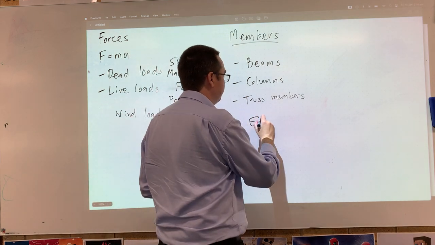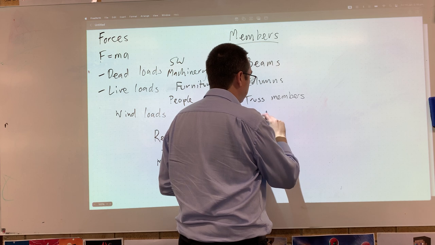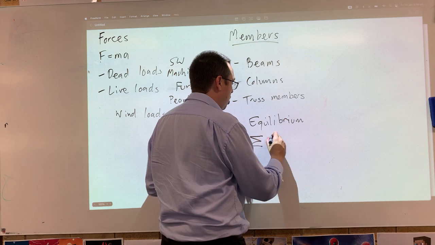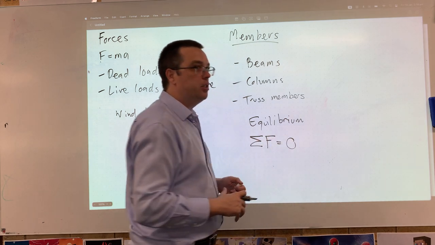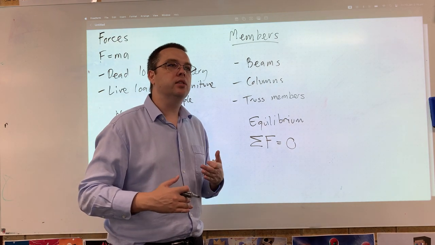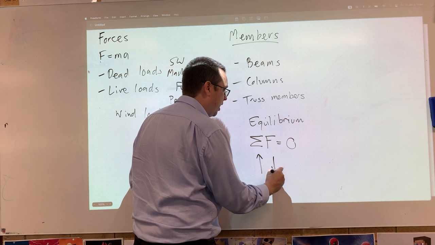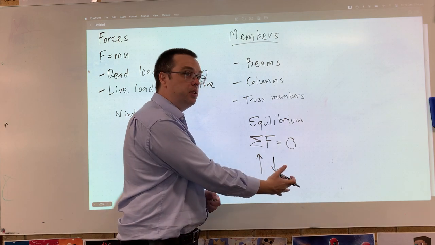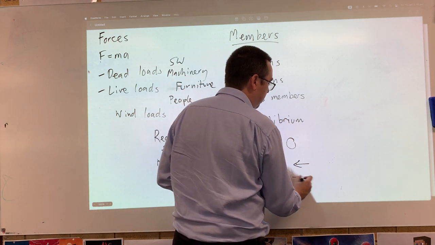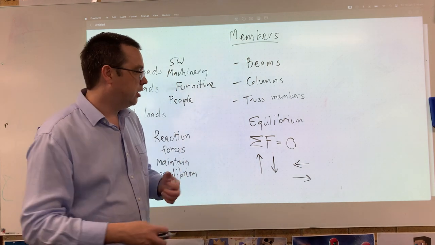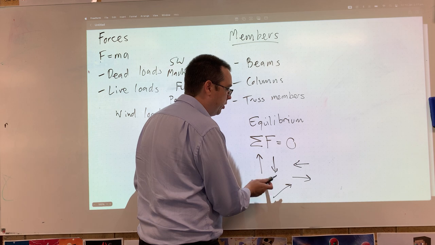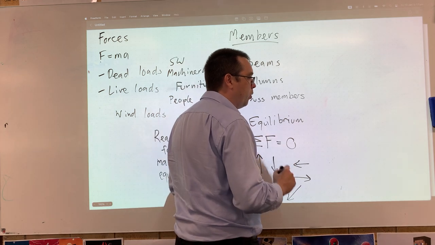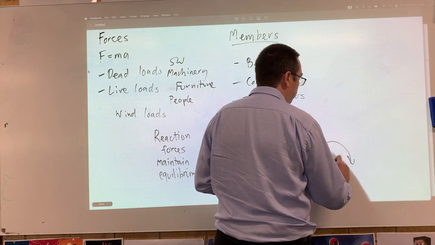Equilibrium means we can express that as the sum of all forces equals zero. That means that when we add up all the forces, they're all balanced. For every amount up, there has to be the same amount down. For every amount left, there has to be the same amount right. That would apply for diagonals too, we just break that up. We'd say this has a certain amount up, a certain amount down, a certain amount left, and a certain amount right. There's also what we're going to talk about, turning forces, which we call moments.